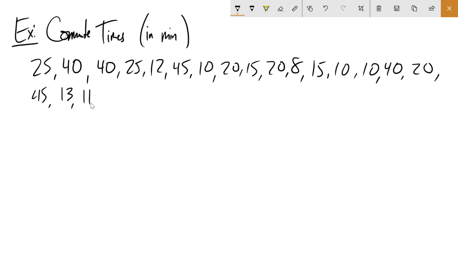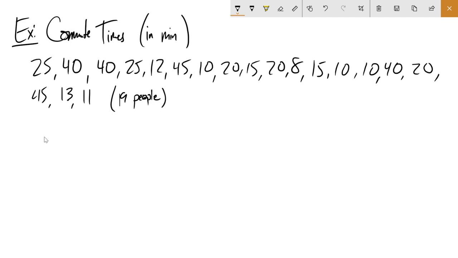All right, so you have a whole bunch of commute times. First off, you just observe, so how many people were in our data set? So it's 1, 2, 3, 4, 5, 6, 7, 8, 11, 12, 13, 14, 15, 16, 17, 18, 19 people in our data set. In this particular set.